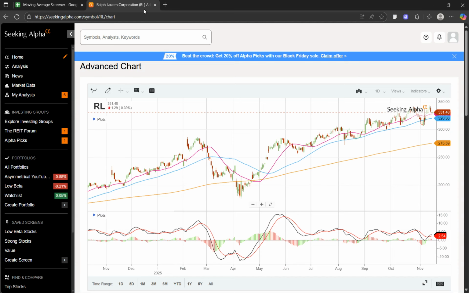Okay, five more stocks to get through, if you're still with me: Ralph Lauren, SoFi, Seagate Technology, Taiwan Semiconductor, and Vertiv Holdings.